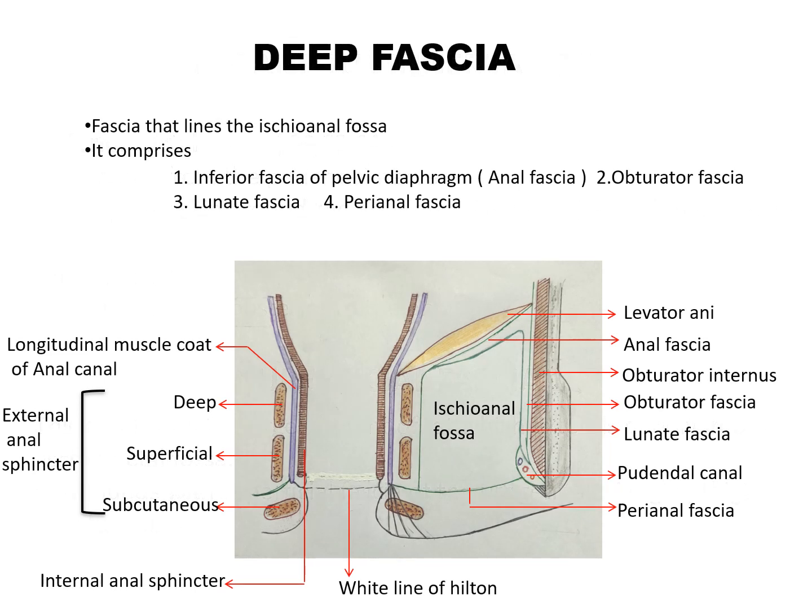The deep fascia of the anal triangle is nothing but the fascia that lines the ischiorectal fossa, or ischioanal fossa. In this diagram, you can see the space between the anal canal and the obturator internus muscle. That space is called the ischioanal fossa. So the fascia related to the ischioanal fossa comprises the following: the inferior fascia of the pelvic diaphragm, that is the anal fascia, the obturator fascia, the lunate fascia, and the perianal fascia.